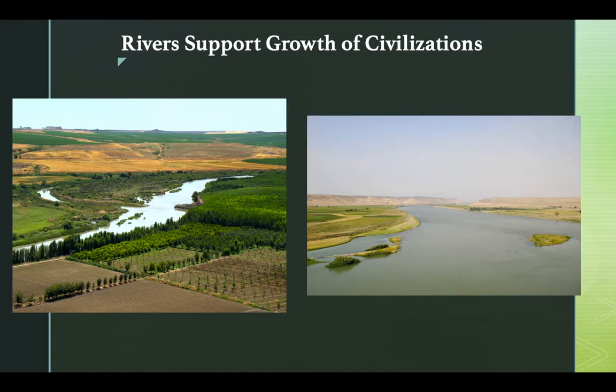All right, the first main idea, blue title, is rivers support growth of civilizations. So here we have a few pictures of two of the rivers in the Middle East, specifically the Tigris River and the Euphrates River. And Mesopotamia, this civilization that we're studying first, literally means between two rivers in Greek. So the two rivers that it is referring to are the Tigris River and the Euphrates River, which we have here.